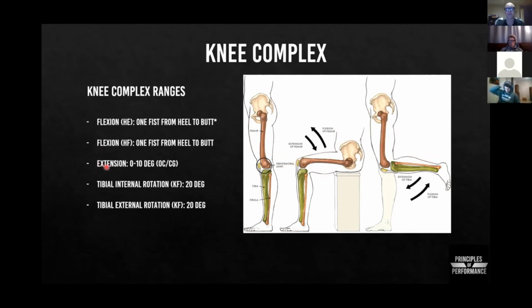However, with extension, we can measure 0 to 10 degrees in an open or a closed chain pattern. It's easier to do this in an open chain, but this one is good just for clearing any hypermobility. So we want to catch this early. And then tibial internal rotation is that seated, so this position here, and then we're just asking them to windshield wiper their foot inside and outside without the thigh moving, the femur moving, and without their toes lifting off the ground.